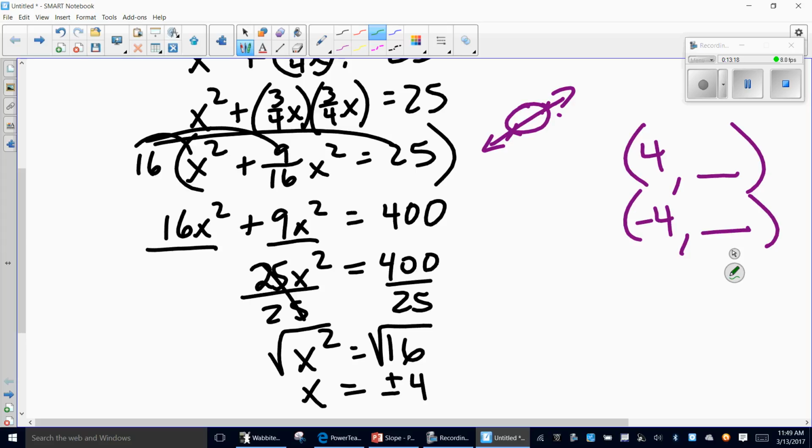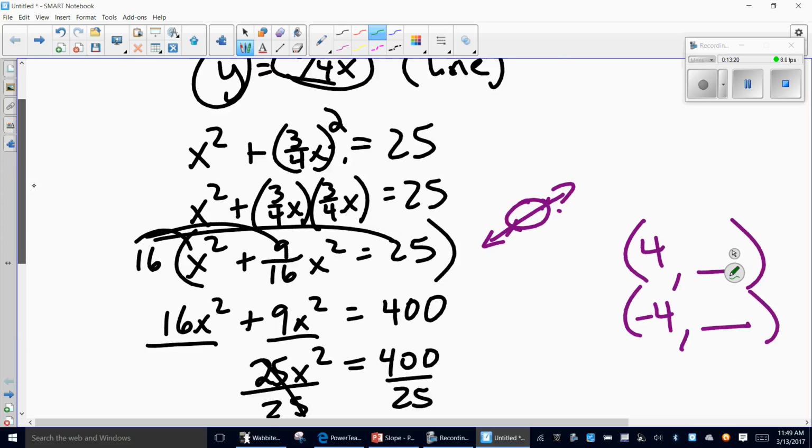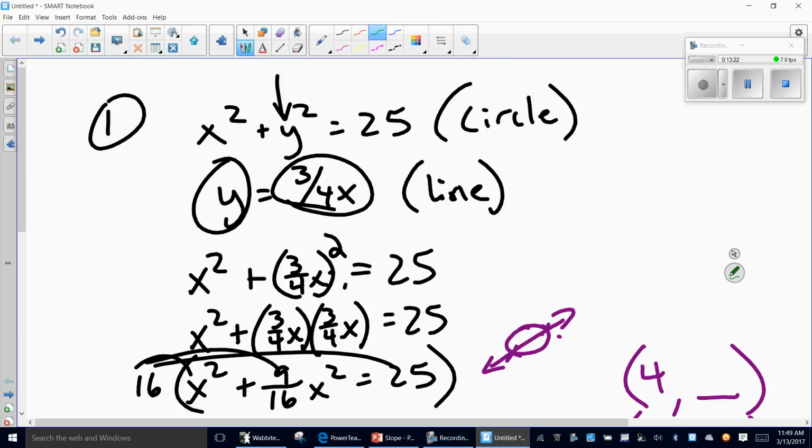Plug it in, plug it in. You can go back and you can plug it into door number 1, or you can plug into door number 2 that's already solved for y and linear. This one up top's got a bunch of squares with it. It's a little more complicated. I like this bottom one right here.